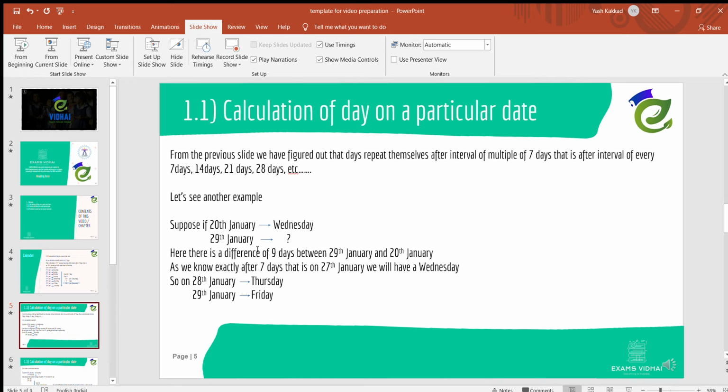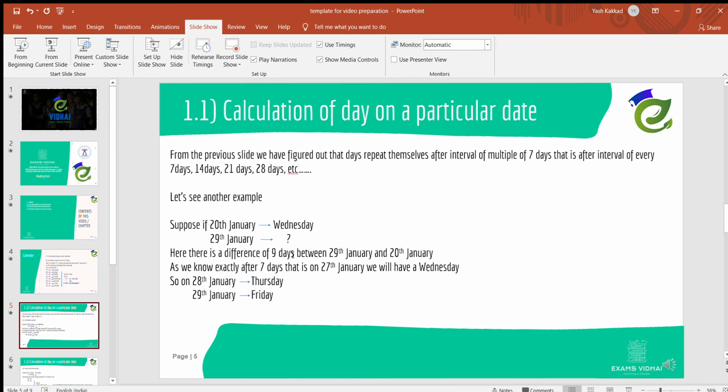So the approach to these kind of problems is that you have to first calculate the difference of days. Suppose the difference was 16 days, then you have to find the closest multiple of 7 to 16. In that case, 14 would be the closest multiple to 16. Here, since the number of days is 9, the closest multiple of 7 to 9 is 7 itself.